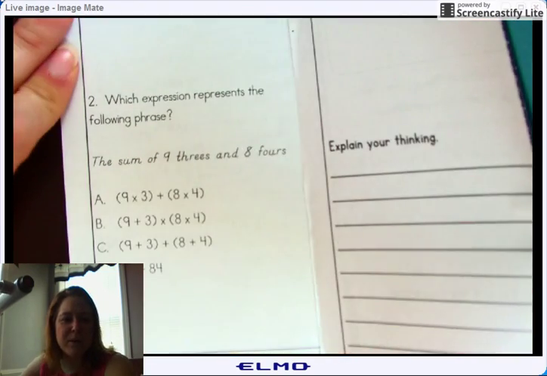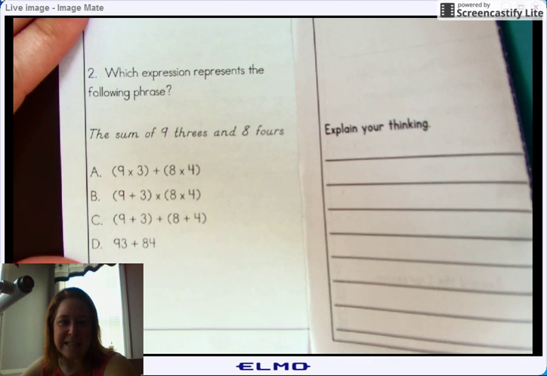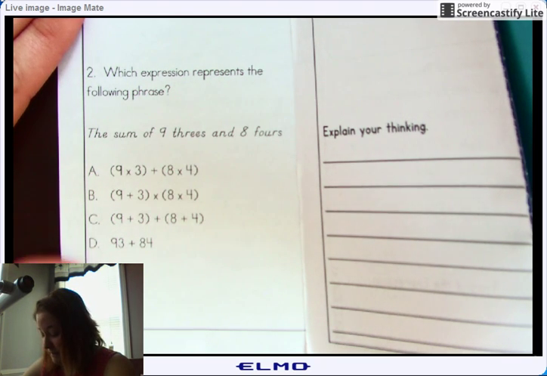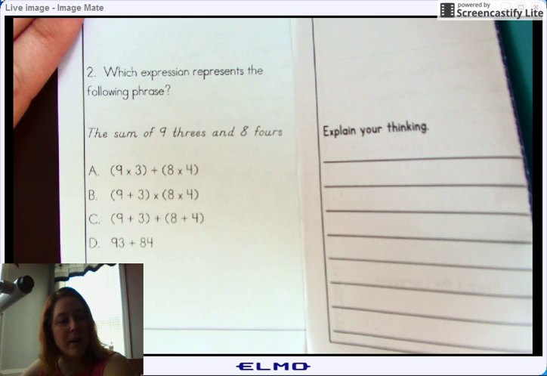Question number 2, which expression represents the following phrase: the sum of 9 3s and 8 4s? So think about what it says. The sum, think about what the sum means, of 9 3s and 8 4s. So take a moment, choose the answer, think of what sum means. 9 3s. I have 9 3s and I have 8 4s.